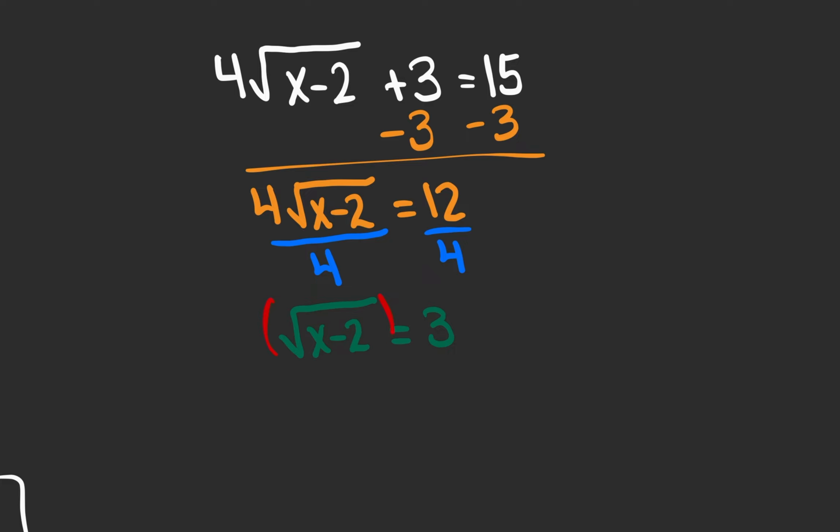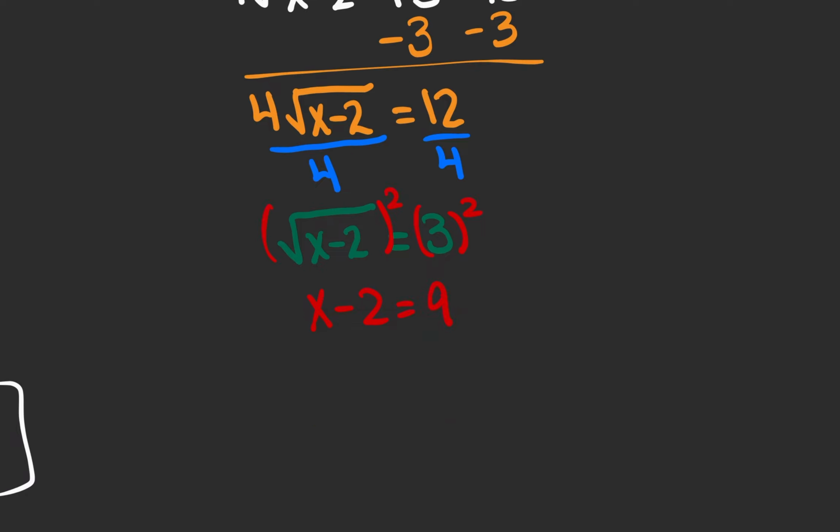I will then square both sides. And this will leave me with x minus 2 is equal to 9. From there, I will then add 2 to both sides, plus 2, plus 2. This will leave me with x equals 11 as the final solution.